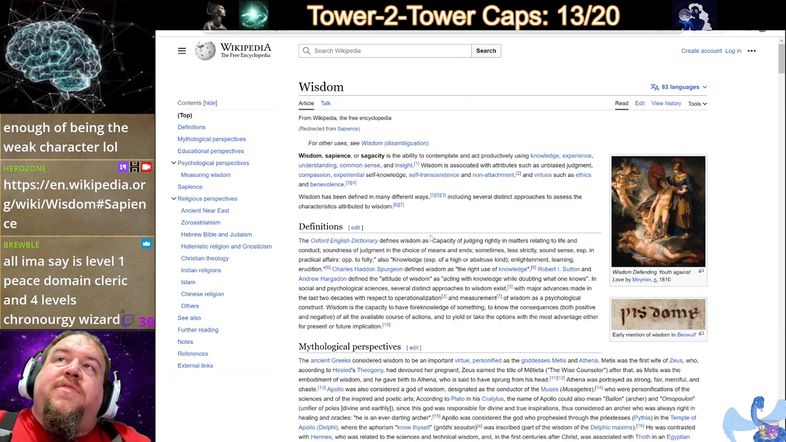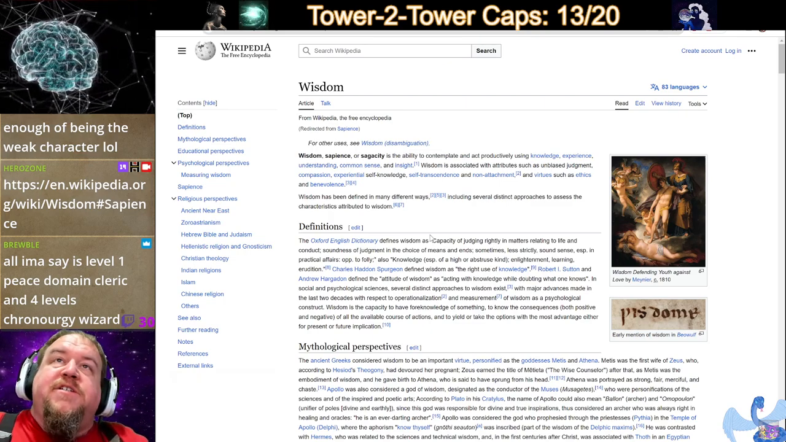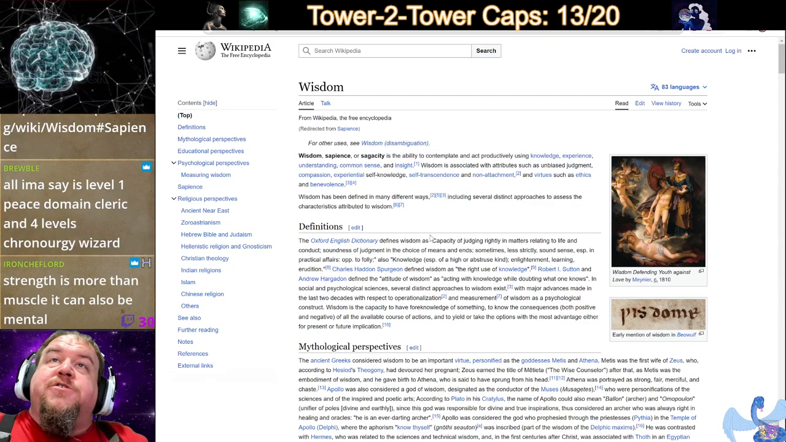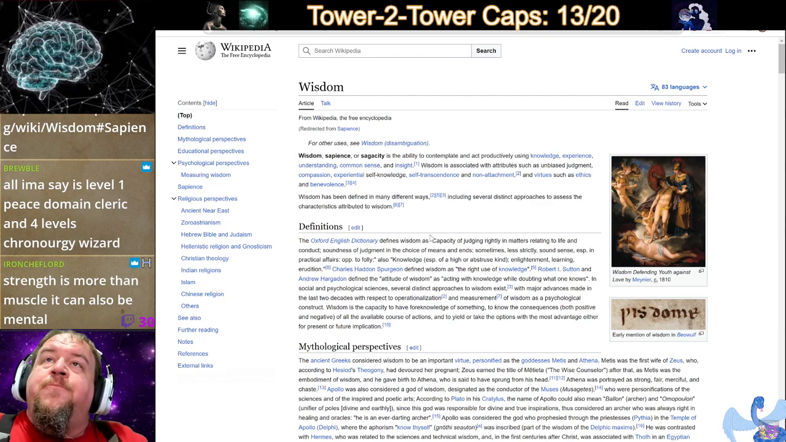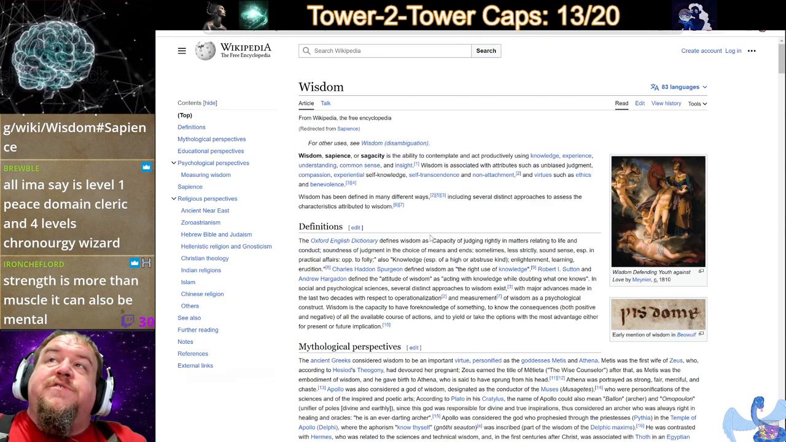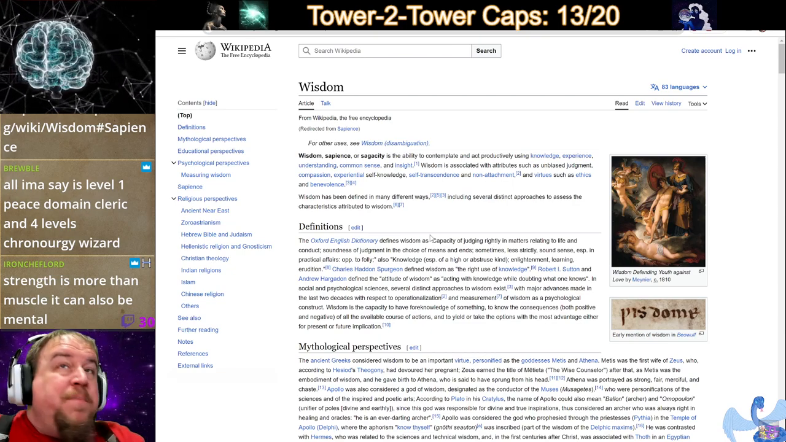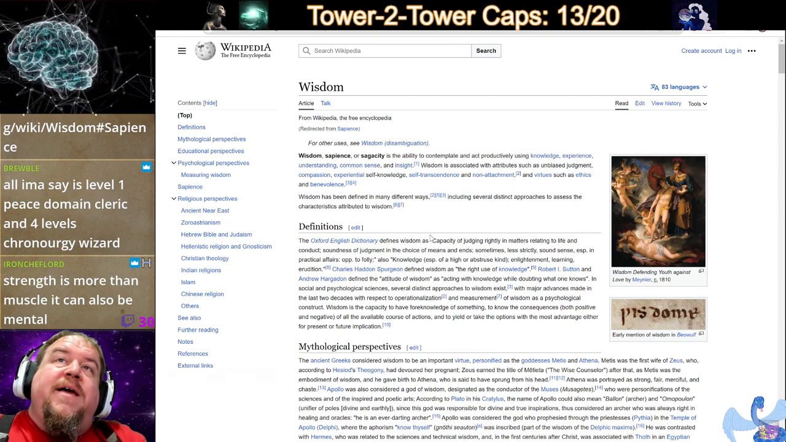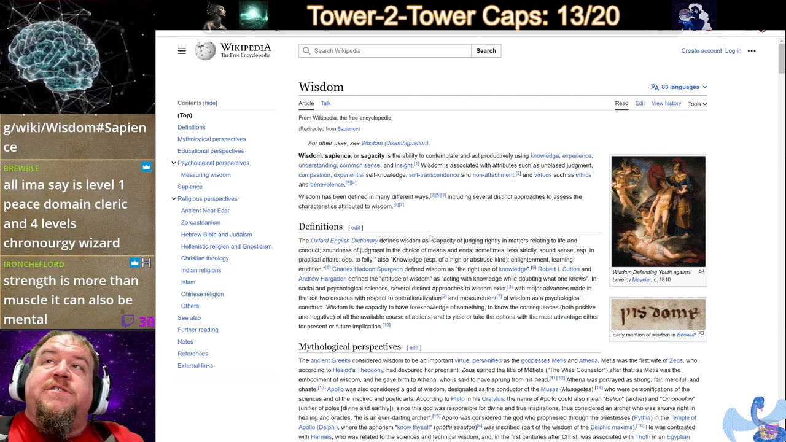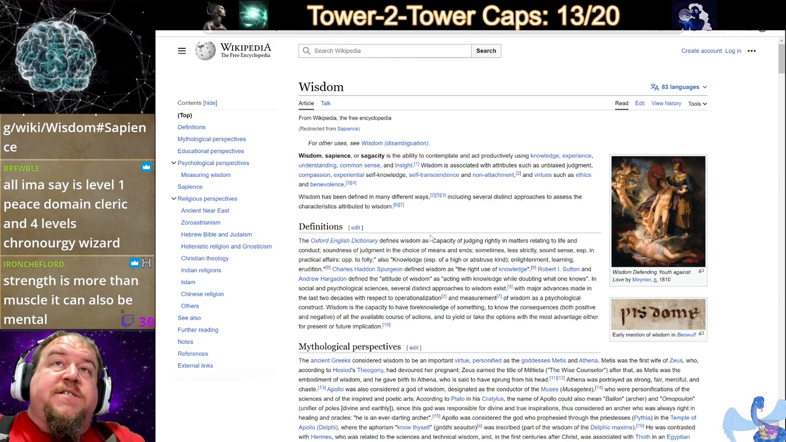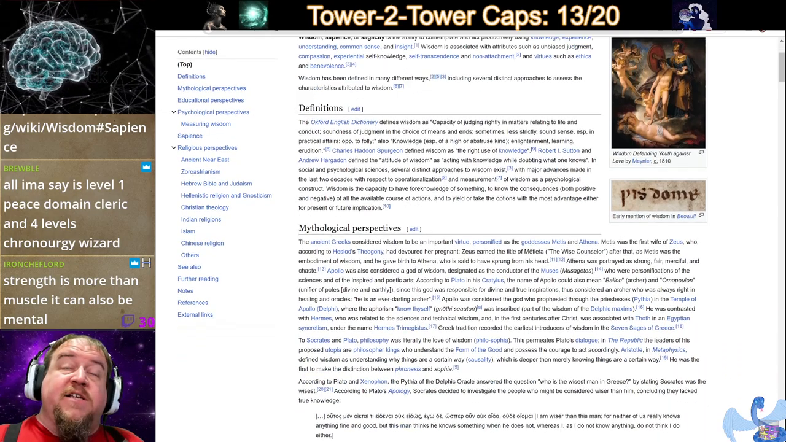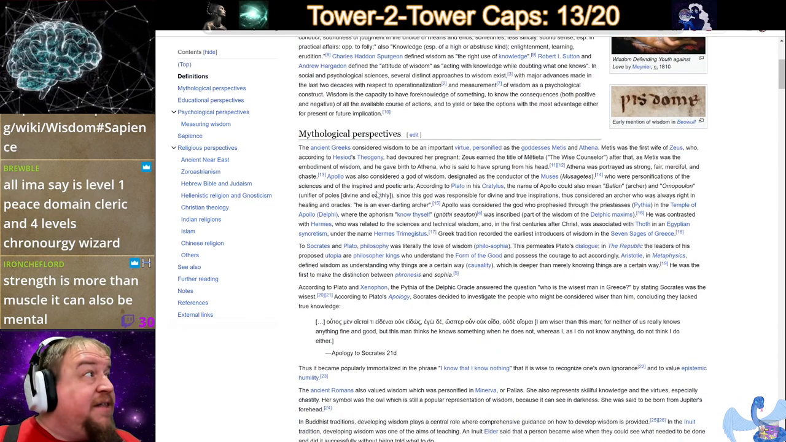Wisdom is associated with attributes such as unbiased judgment, compassion, experiential self-knowledge, self-transcendence and non-attachment, and virtues such as ethics and benevolence. Wisdom has been defined in many ways, including several distinct approaches to assess the characteristics attributed to wisdom. Now, there are definitions. It has been used in various mythologies.